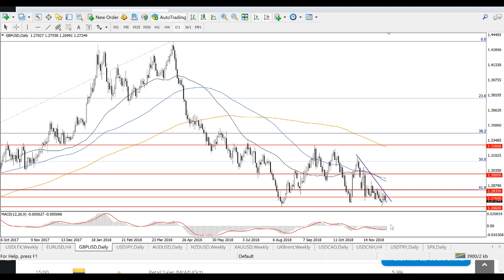Here is the situation we see on the daily chart. The British pound has been trading in a narrow range between 1.2835 and 1.2660, and the recent trading days have been really volatile.